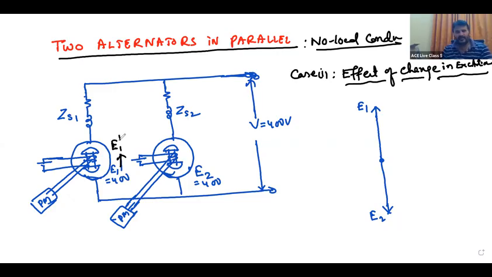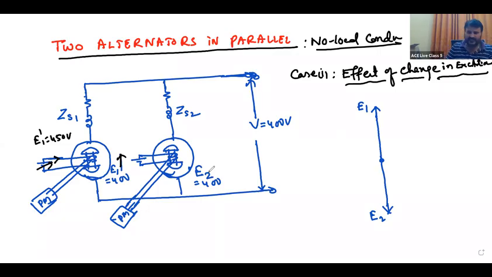That is some more than 400. If E1 dash is equal to some 450 volts, the generated EMF has increased. We are increasing the excitation of the first machine. When the excitation or field current of the first machine is increased, its generated EMF increases to 450 volts. I am not changing the second machine; we are keeping it the same. Only the excitation of the first machine is increased.